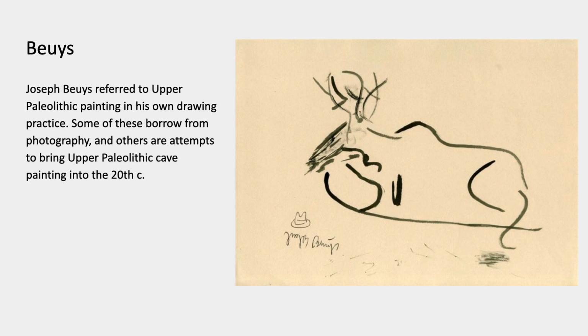O'Doherty wasn't the only artist to do that in his generation. Joseph Beuys is another example. He made all kinds of different references to Upper Paleolithic paintings in his own drawing practice. Some of them borrow directly from photography, and others mix photography and other modern references with attempts to bring cave painting into the 20th century. He's got his signature down there with his hat above his signature.